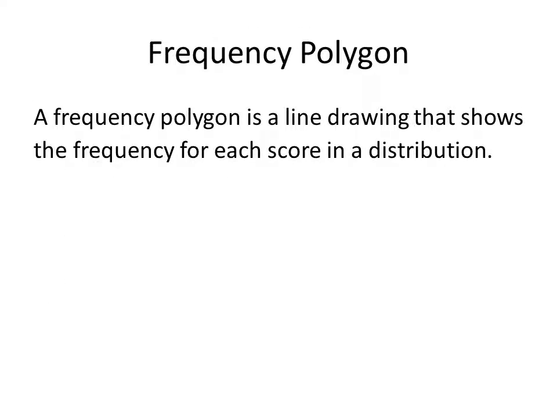So what is a frequency polygon? Well, a frequency polygon is a line drawing that shows the frequency, or the number of cases, for each score within a distribution. Also remember that frequency distributions should be created only for scale variables, and a frequency polygon can show the same information as a histogram that we completed in Chapter 4, but it shows the information with lines instead of bars.